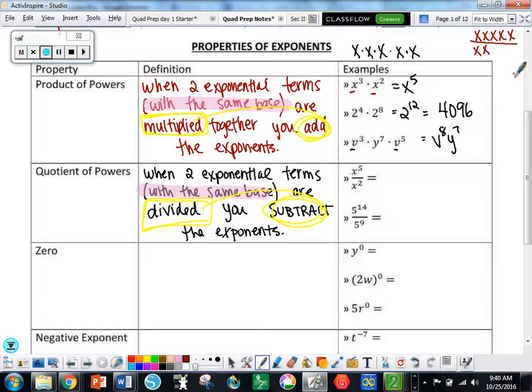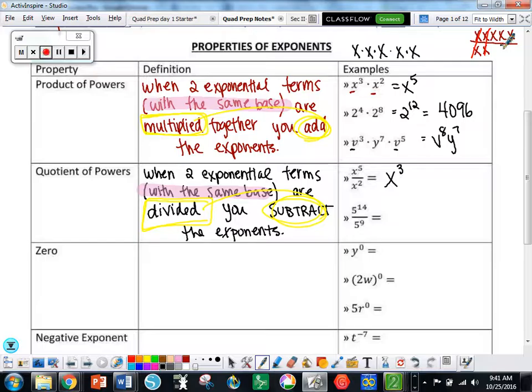What happens when you have something on top and something on bottom? They're going to cancel, right? So really what's happening here is I've got an x on top and an x on bottom canceling. So it's like we are subtracting them away. X to the third. That's how many x's are left.